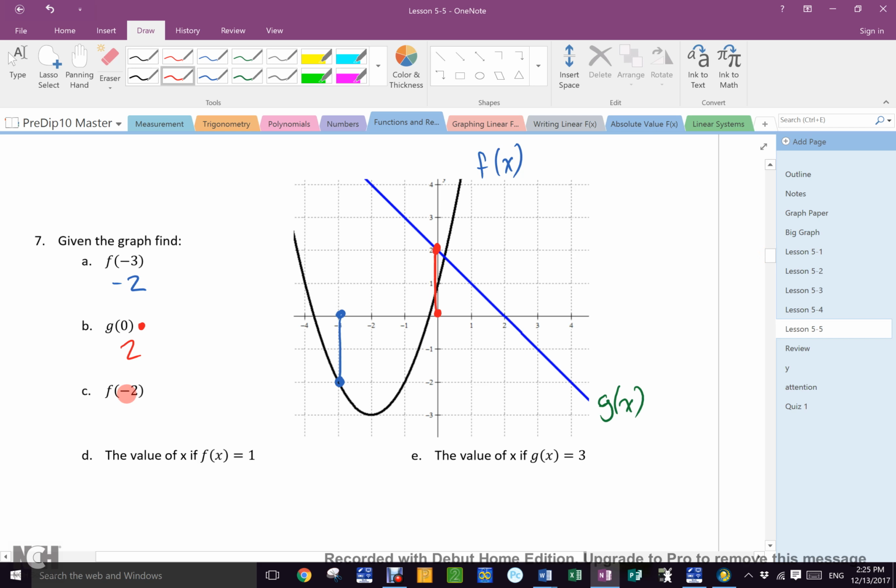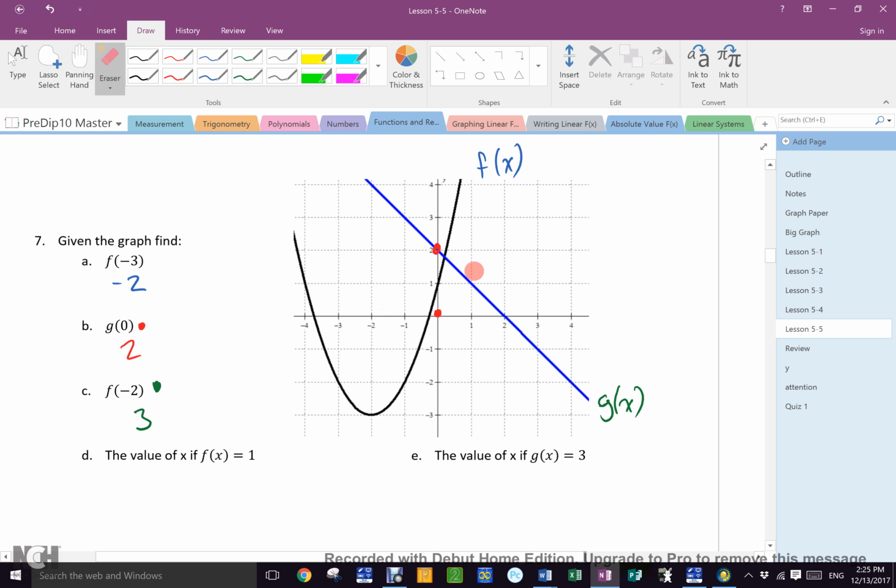F of negative 2. Which line am I looking at? Negative 3. Negative 2. We'll do that one in green. Negative 2. Down 3. Can everybody do the easy ones?